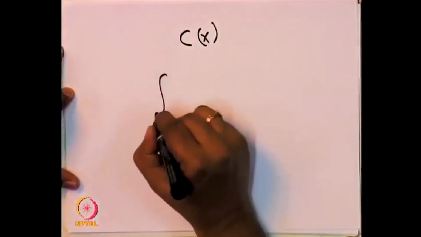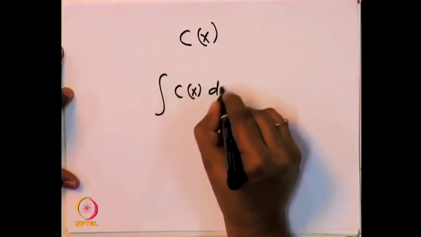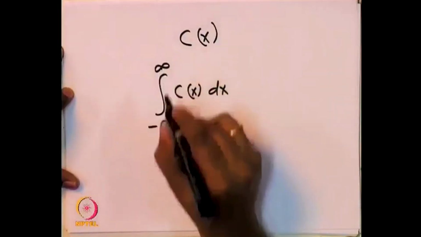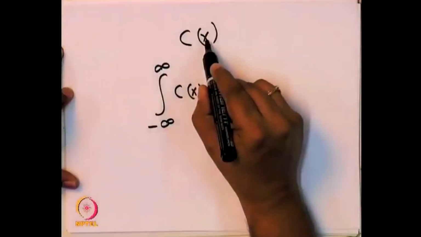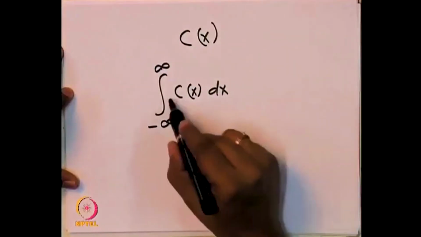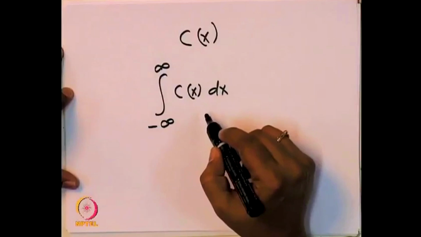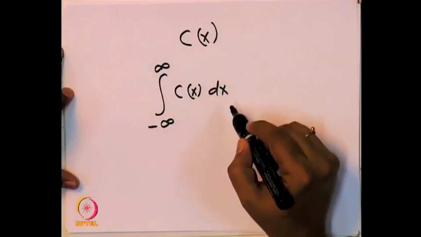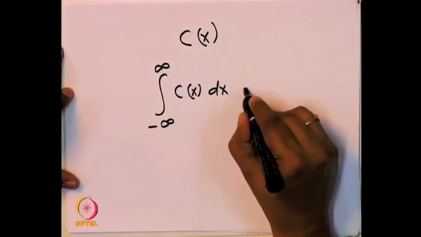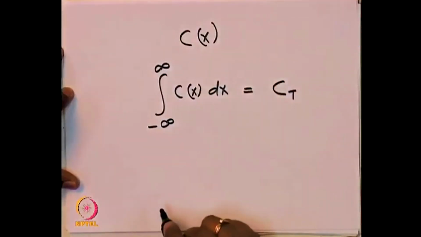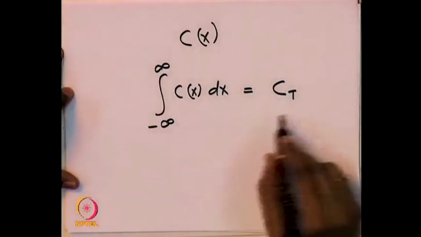Now let us discuss another interesting fact. We know that we have a concentration C of x. So what is integral C of x dx? At every point x you have this concentration C, and you are summing over all the concentrations along x. So that is integral C of x dx. This has to be the total concentration Ct.